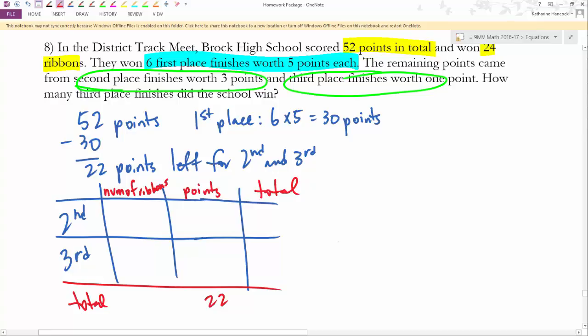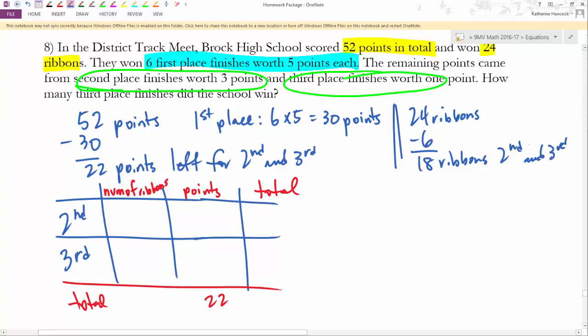Okay, we've won 24 ribbons. So let's look at that. 24 ribbons, and we've already used up 6 first place. So that means I have 18 ribbons left for second and third place. And the total number of points left is 22. They asked us how many third places, so I'm going to make that x. That's going to be 18 minus x then.